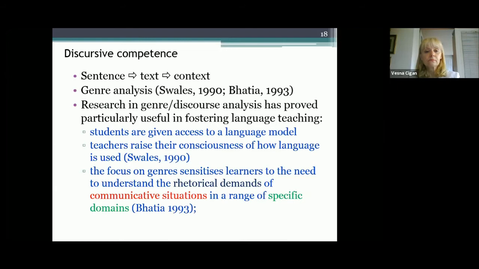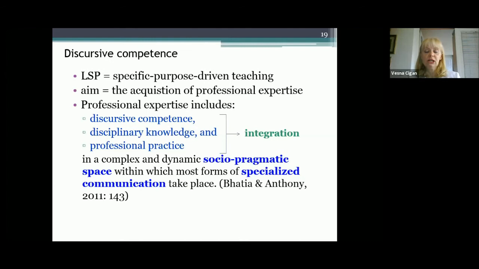In line with the developments in genre theory, LSP as specific purpose-driven teaching focuses on the acquisition of professional expertise. According to Bhatia and Anthony, professional expertise includes discursive competence, disciplinary knowledge, and professional practice in a complex and dynamic socio-pragmatic space. In this professional setting, various forms of specialized communication take place. Therefore, an effective integration of these three aspects is and should be the ultimate aim of all forms of acquisition of academic or professional expertise in any ESP context.